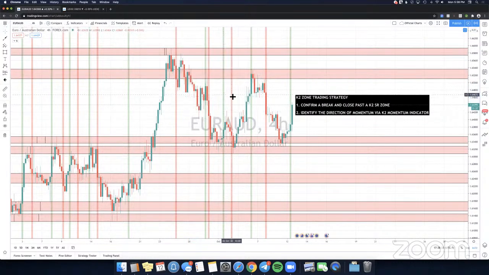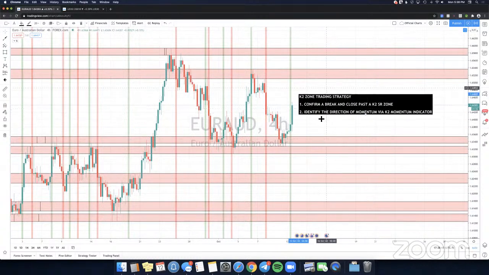So yeah, I'm not sure if we're both analyzing it the same way, because the way that you're mentioning it sounds a little different from how the strategy works. We don't even look at it if it's within the zone. We wait for it to break and close past the zone. So if there's some confusion there, maybe go back and watch that video.